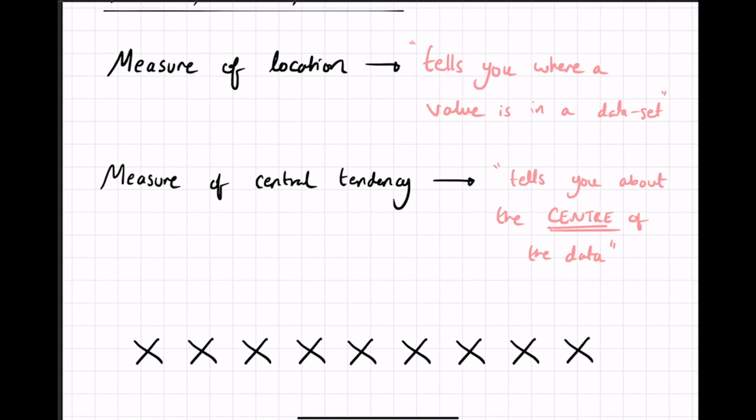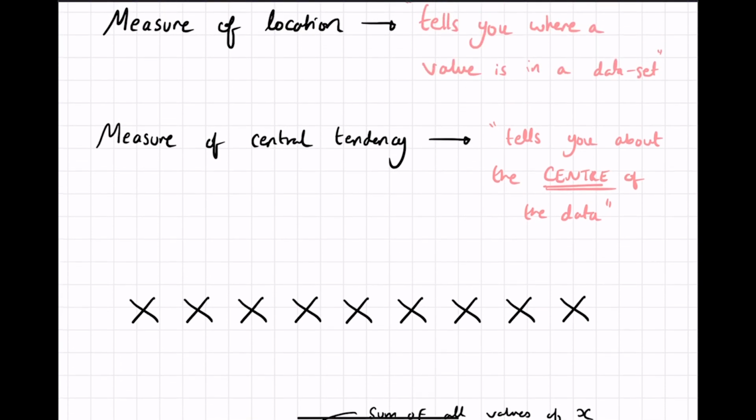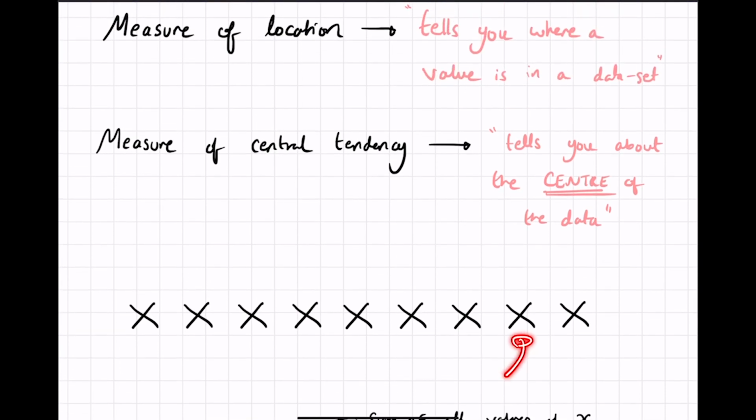So let's take a look at our data set here. So something like the measure of location might tell you about where this one's located or where this one's located or where this one's located, but a measure of central tendency might tell you a little bit more about this piece of data or these sets of data, something more about where the middle of your data is actually going to be. So that should be fairly simple.